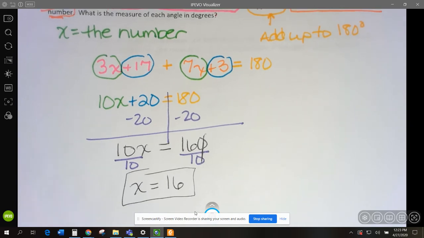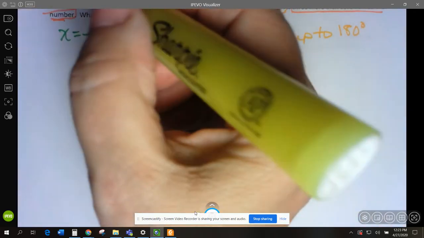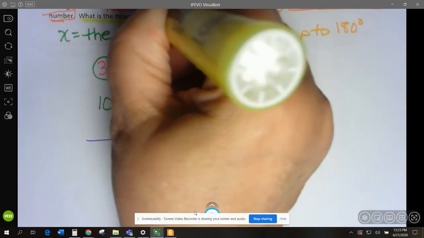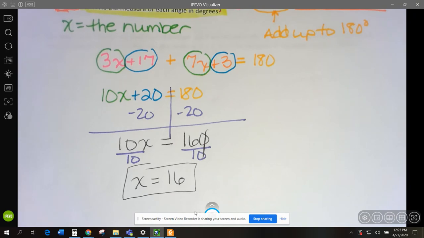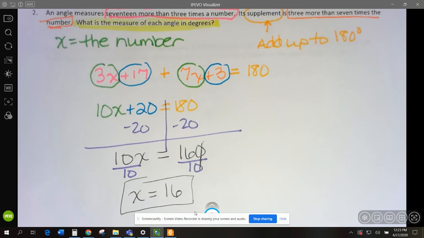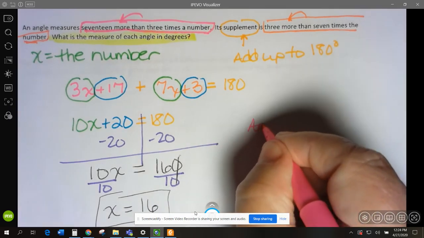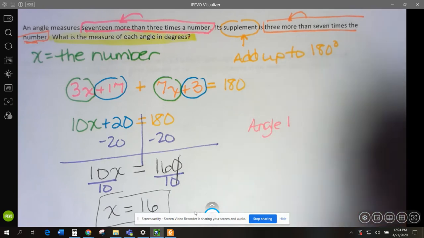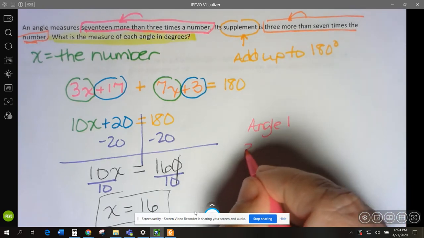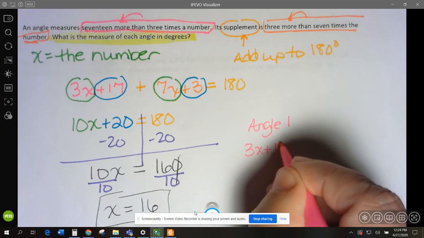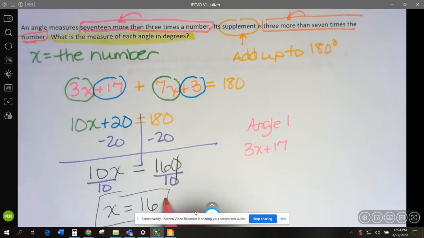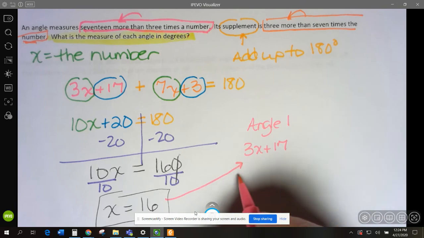Remember, our question said, what is the measure of each angle? And that tells us what x is, but we need to know the measurement of each angle. So let's come over here. Let's work on angle 1. Angle 1 is 3x plus 17. I take my x of 16 and put it in there.